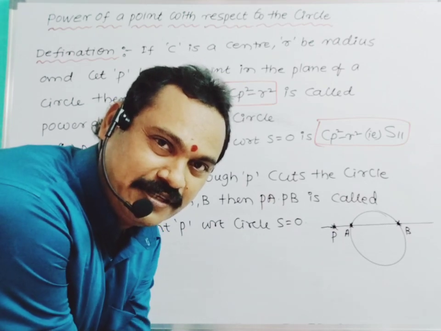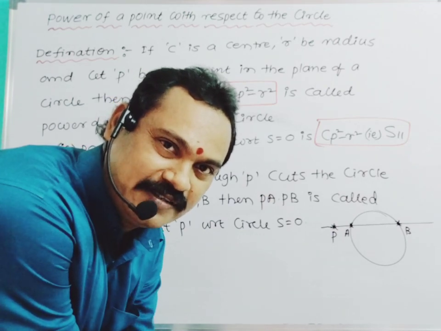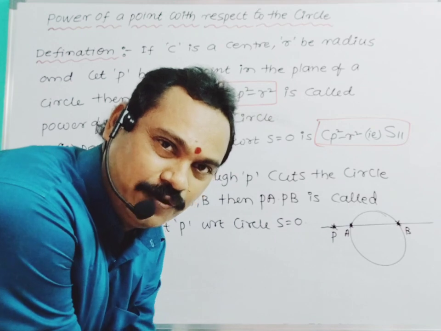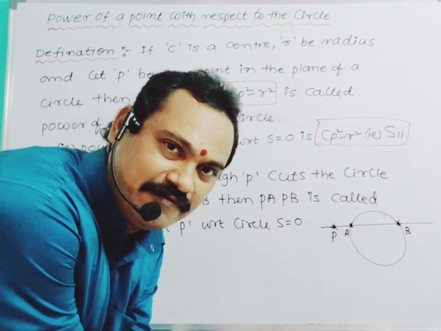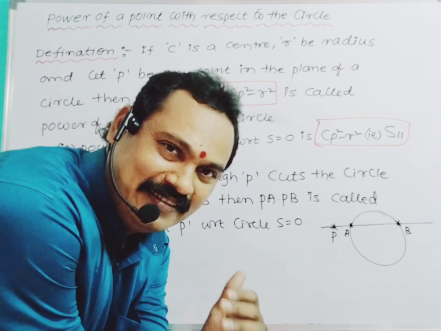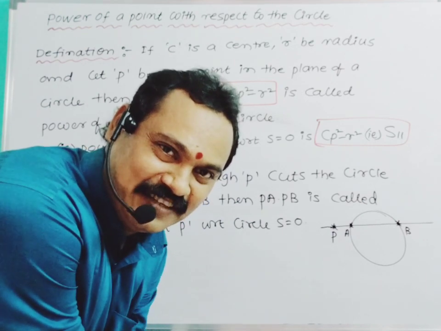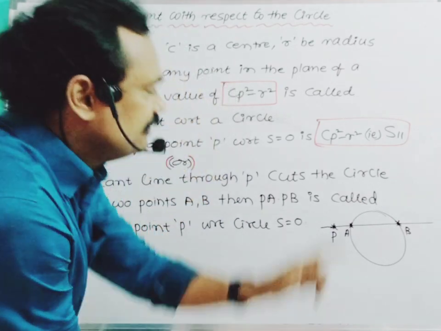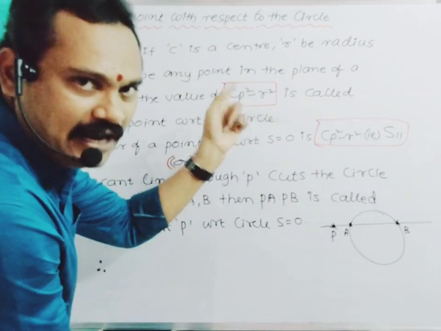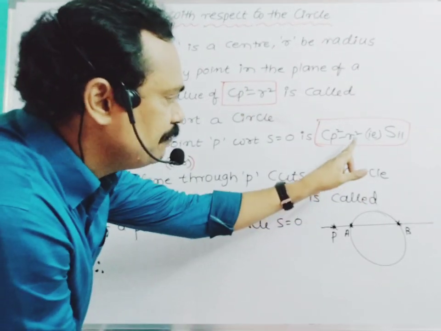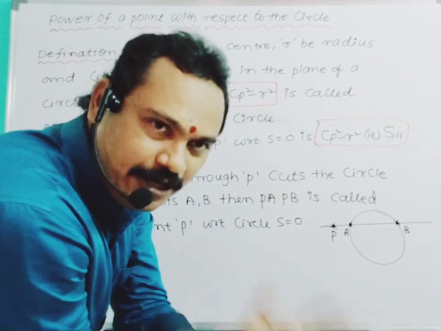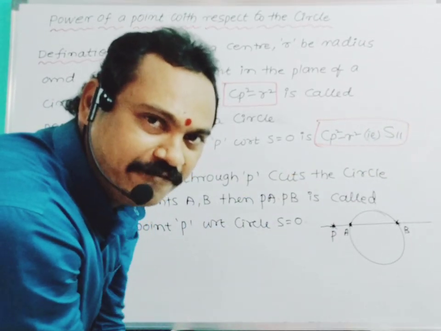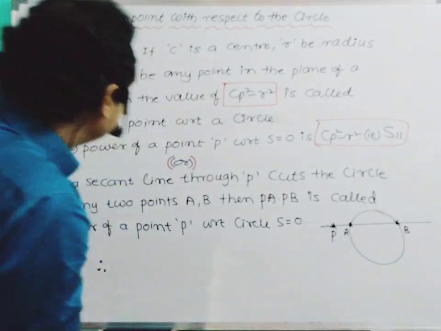Position of a point: if it is positive, that point lies outside of the circle. If S11 value is 0, P lies on the circle. If S11 value is less than 0, that point lies inside of the circle. But that value, whatever it may be, positive, negative or 0, represents power of a point with respect to the circle.